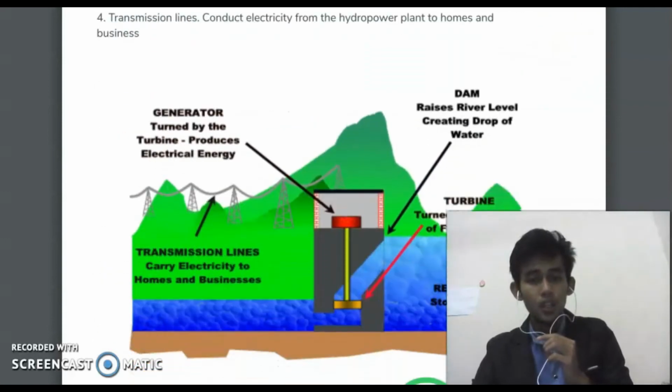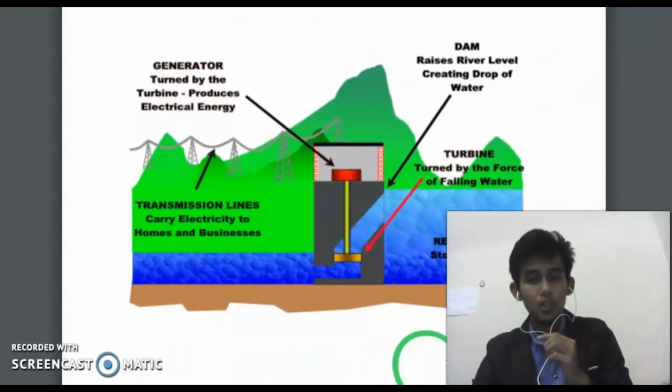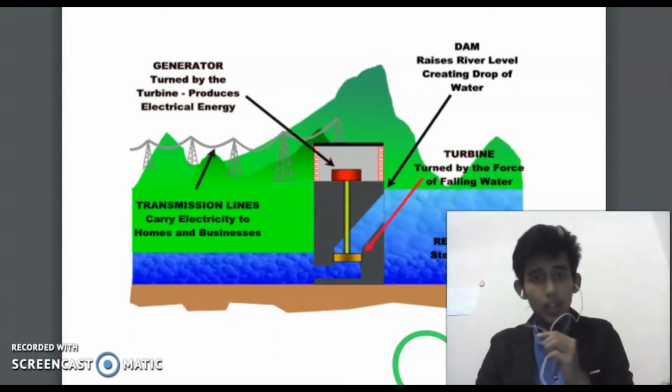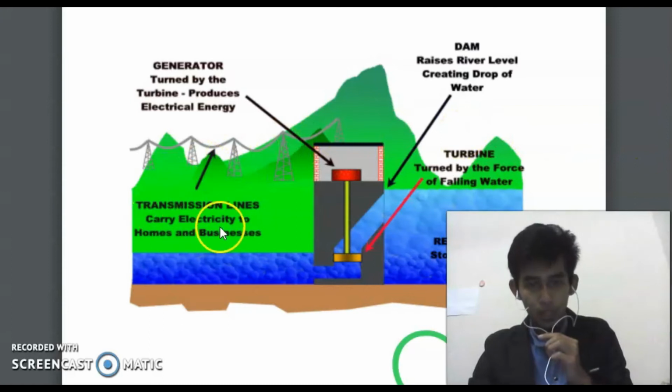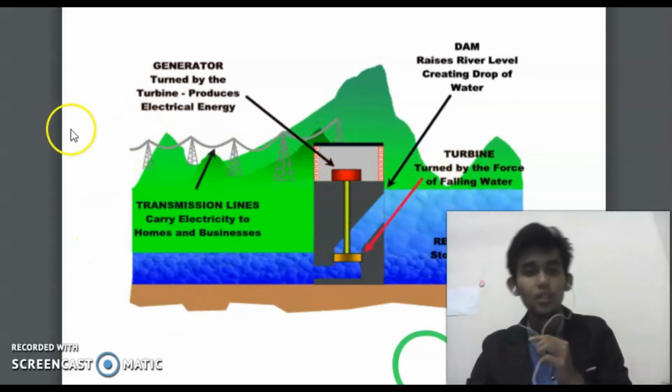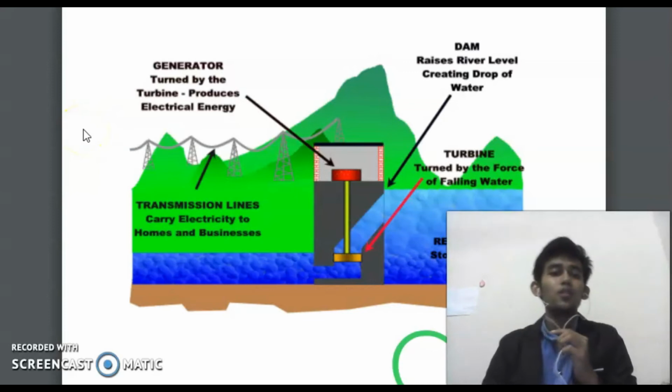Okay, this picture shows a hydro plant. These are the important parts that we should know in hydro plants: the generator, dam, turbine, and transmission line. The last part is the transmission line, and it will supply the electricity from the transmission line to the customer.